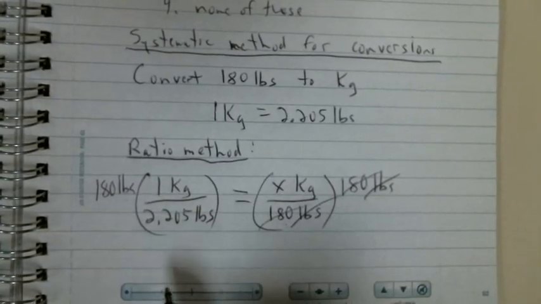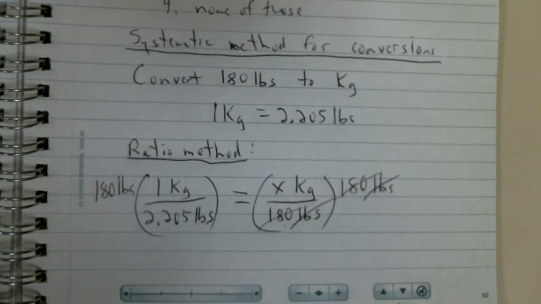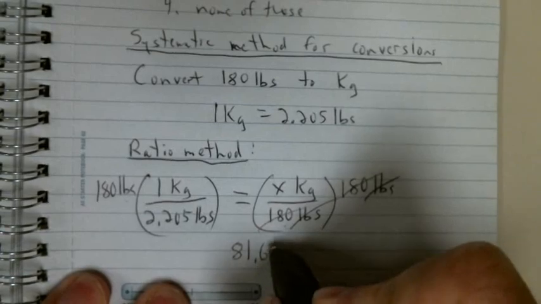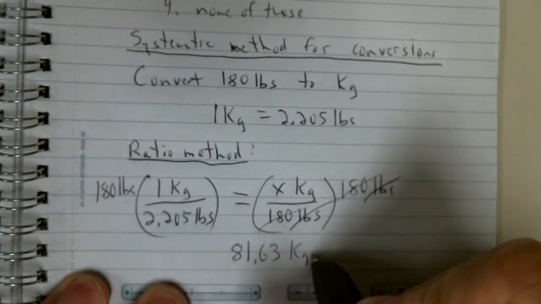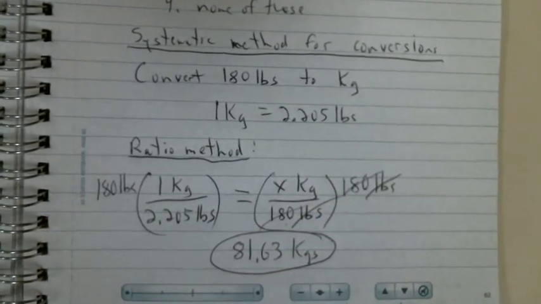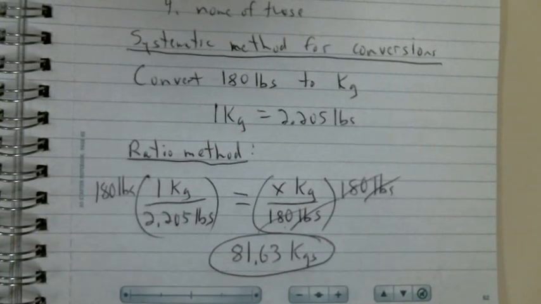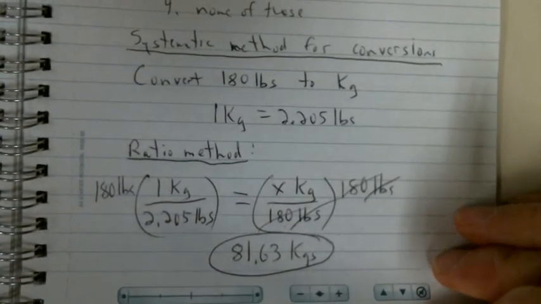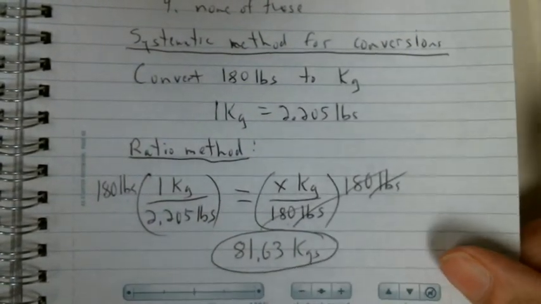And so we have 180 divided by 2.205. Let's see what we get. And I get 81.63 kilograms. All right, so that's the ratio method. It's a really powerful method. You're just applying proportional reasoning, and you can solve a lot of things that way.